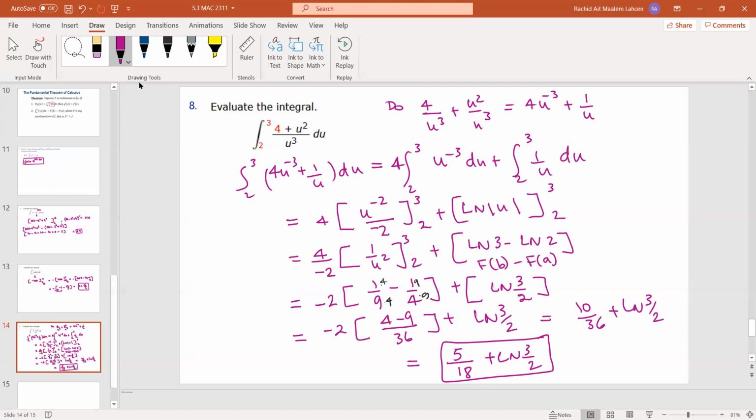Okay. So remember the properties of the integrals you're going to use here to bring them to a form that is easy to find the antiderivative. And after that, you can use part 2 for evaluation of the integral.